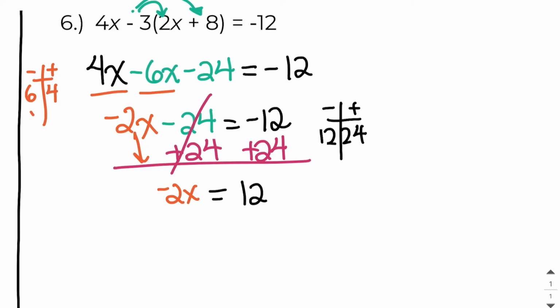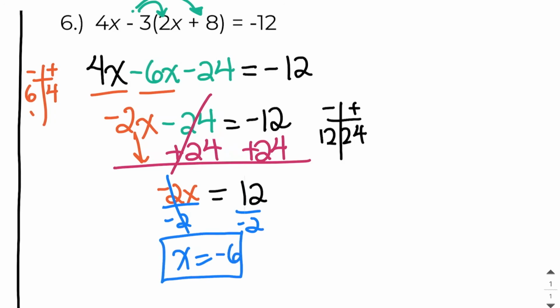So now I've gotten the variables on one side, the constants on the other side. So now I just need to get rid of this times -2. The opposite of multiplication is division. So I'm going to divide both sides by -2. And -2 divided by -2 is 1. So I get 1x, which is what I'm looking for. And I get x equals -6. And I am done with this question.